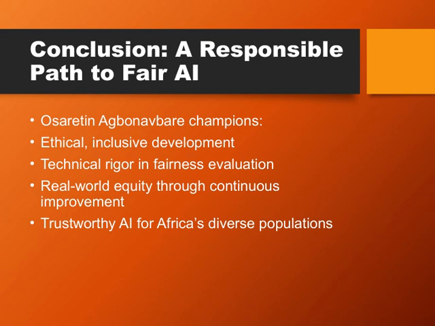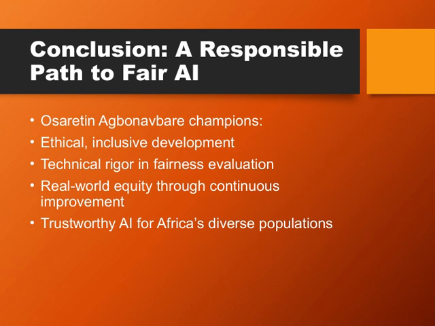As we wrap up, I want to emphasize that finding a responsible path to fair AI is essential for creating meaningful impact. Osaretin Agbonavbare advocates for an approach that combines ethical and inclusive development, meaning we build AI systems that respect diverse perspectives and promote fairness for all.